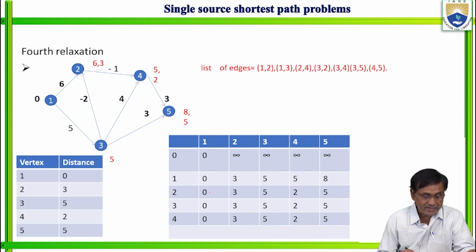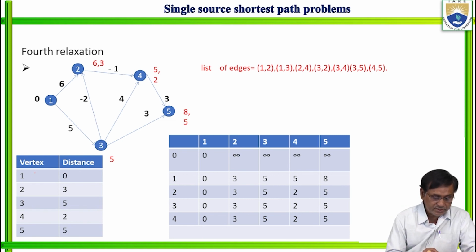In the second relaxation, how are the values changed? Now this 0 will be as it is. This 3 also stays the same in the second relaxation. In the third it is 5, in the fourth it is 2, and in the fifth it is 5. Next, the third relaxation has no changes in the values: 0 3 5 2 5 only. So like that we calculated the distances.